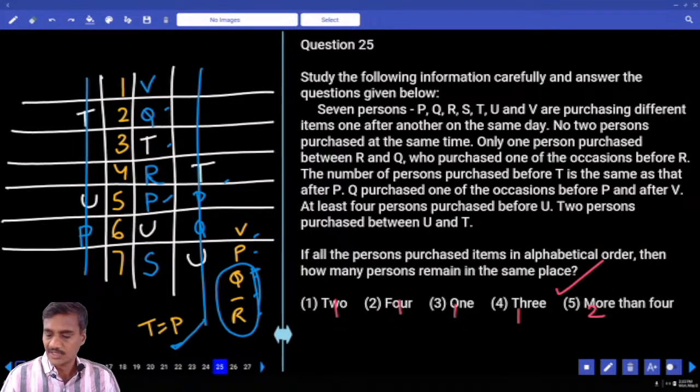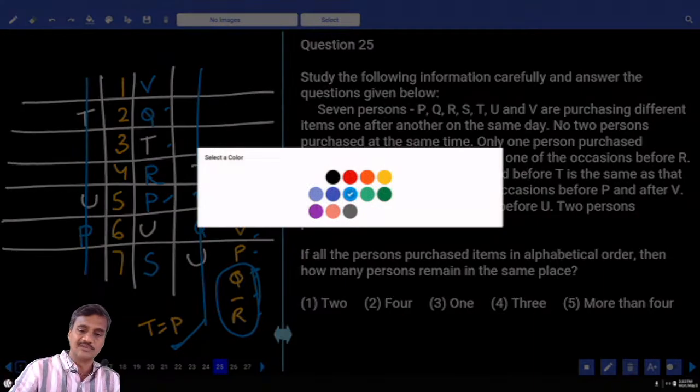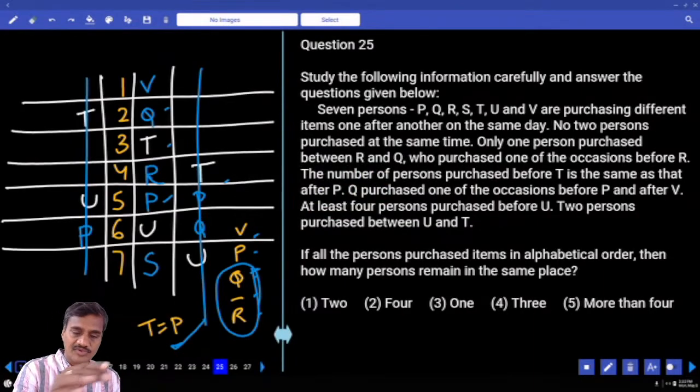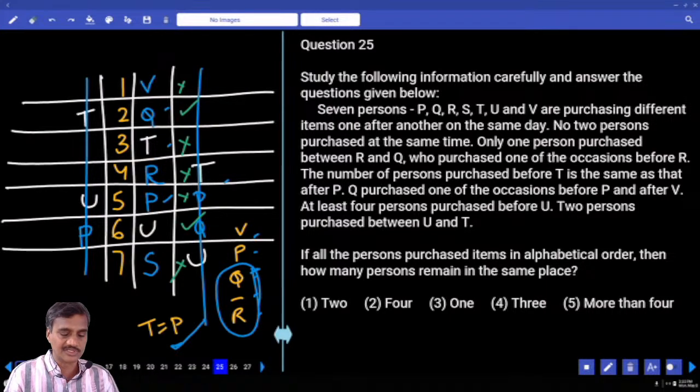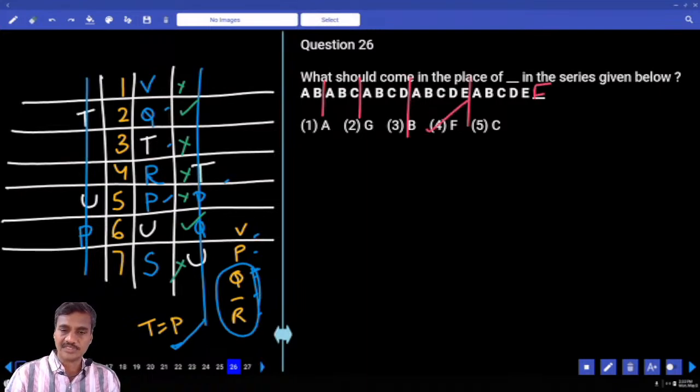Then 25, if all the persons purchased items in alphabetical order, then how many remain in the same place? Alphabetical order from top to bottom: P, Q, R, S, T, U and V. How many persons remain in the same place? Two persons, Q and U. Choice 1, 25. Then 26: AB, ABC, first two letters, then ABC three letters, ABCD, ABCDE, ABCD and F. F is the missing letter. 26 is choice 4.